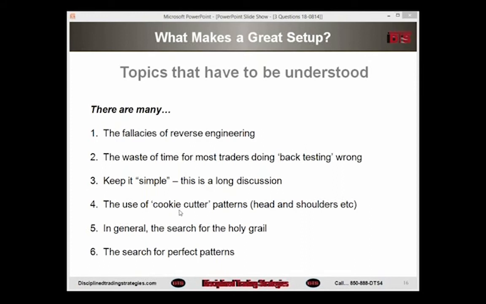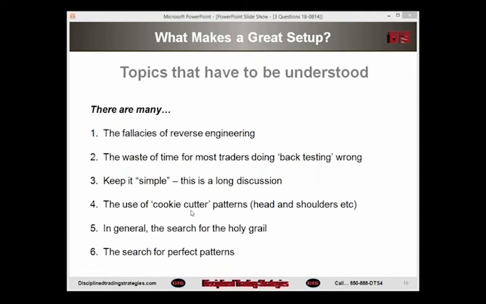For example, cookie cutter patterns, head and shoulders, rising wedges, falling wedges, triangles, all of this stuff. You know what? It's not wrong per se. It's just so woefully incomplete that you cannot make money from them. And I don't know, somebody's probably going to email me a chart saying, oh, Paul, you're wrong, look at this head and shoulders worked. Well, of course it did. You can show me lots of patterns where they work.